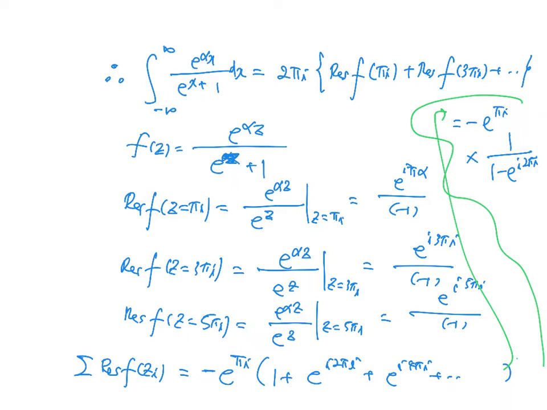So we have alpha, right? We have alpha. So this is alpha. Alpha. So this is alpha. Alpha. Correct? Yes, I could have made a mistake. Alpha. Correct.